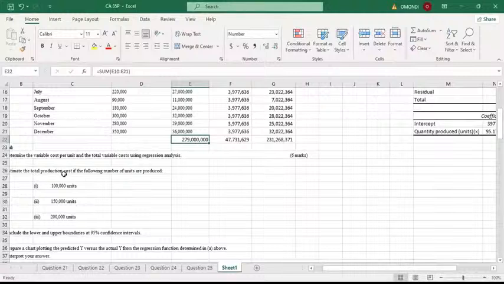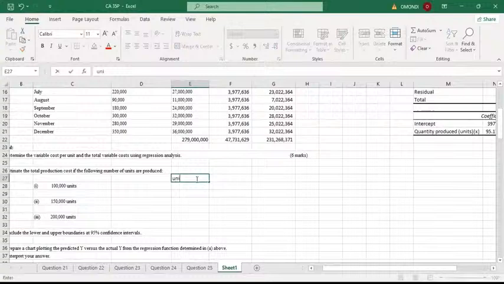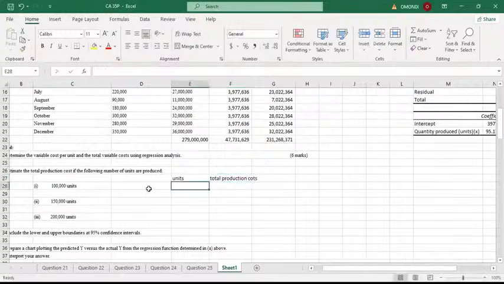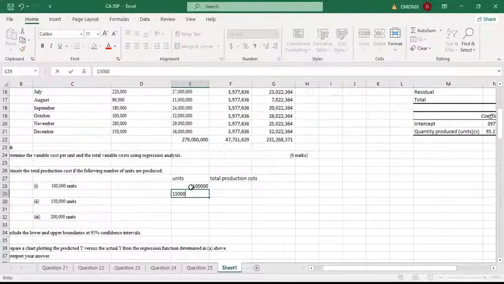Estimate the total production costs if the following number of units are produced. We now have the units. Then you want to get total production costs. The units we have been given are 100,000, 150,000, and then 200,000.